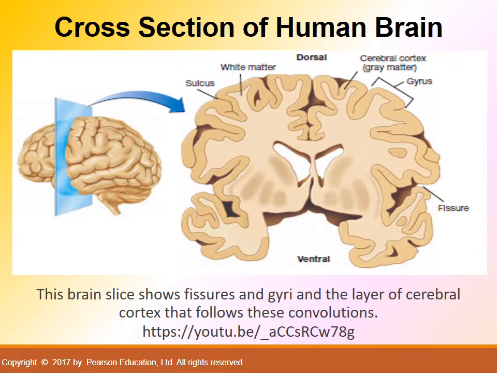What is interesting about the cerebral cortex is that it is greatly convoluted, and this convolution consists of sulci, which are small grooves, and fissures, which are the larger grooves. A gyrus is a bulge between adjacent sulci or fissures. So these are the anatomical structures of the cerebral cortex.